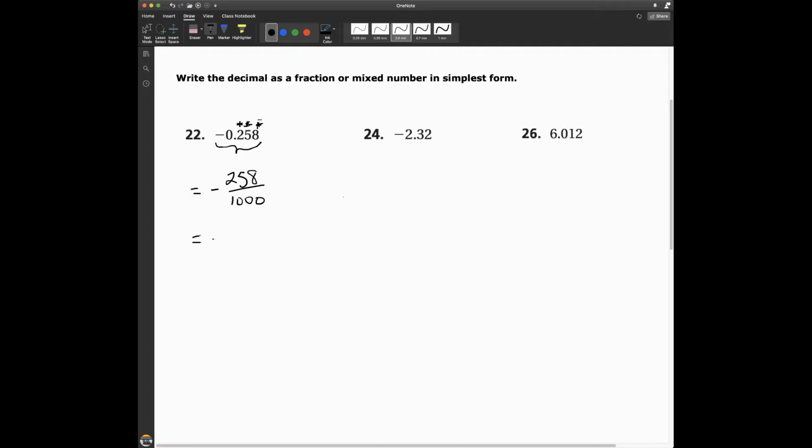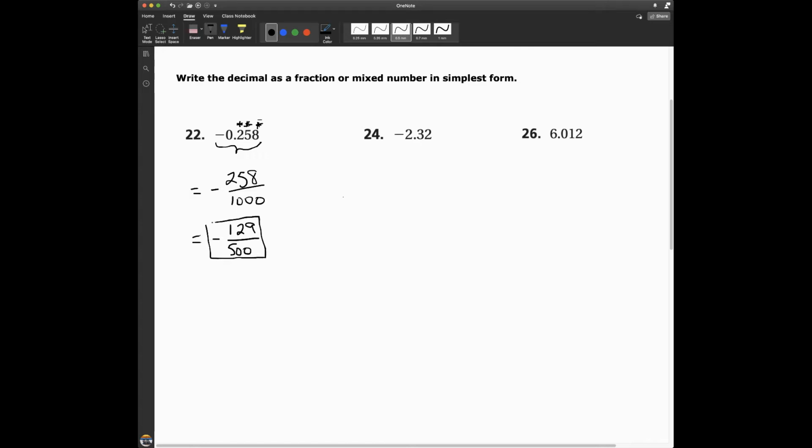So this is where you can use your calculator. In your calculator, go ahead, 258 divided by 2, you get 129. And then 1,000 divided by 2 is 500. Okay, is this in simplest form? It turns out that it is.